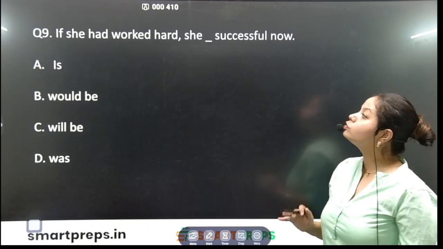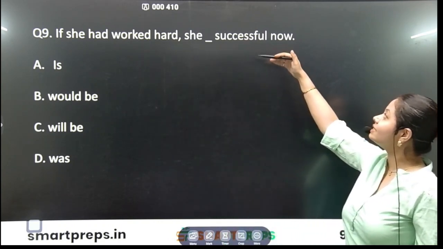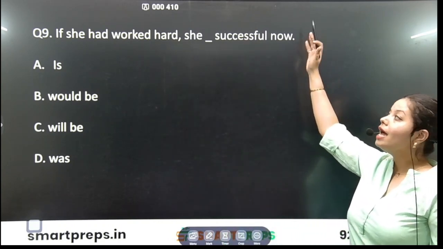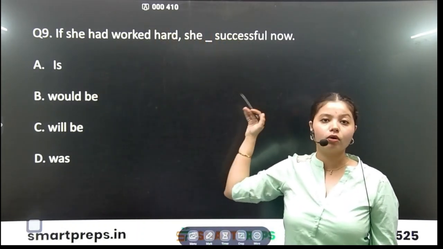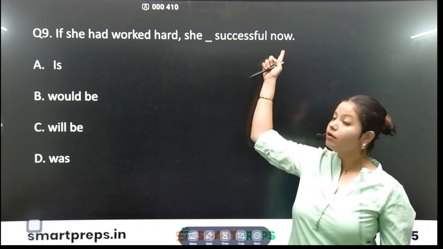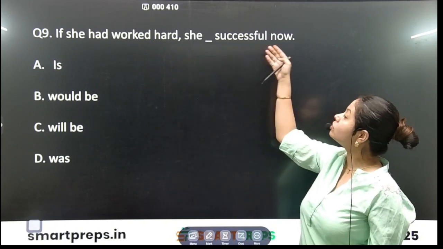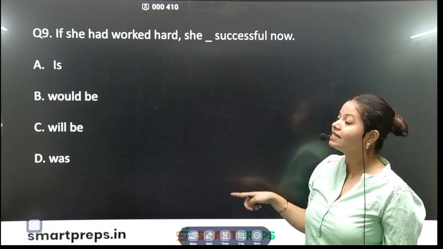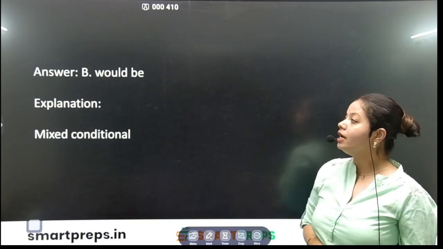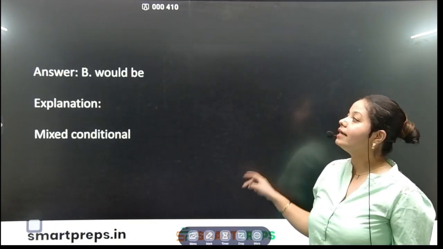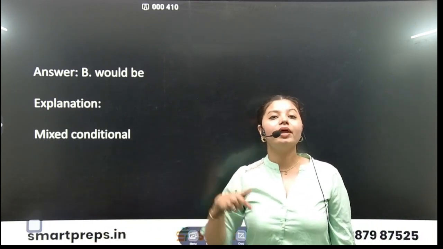Okay. Next question. If she had worked hard, she dash successful now. It means something in the past, and the present outcome. So if she had worked hard, she dash successful now. She is successful now. She would be successful now. Will be, was. She would be successful now. That is what? That is mixed conditional. You remember the mixed conditional? Past and the present outcome.